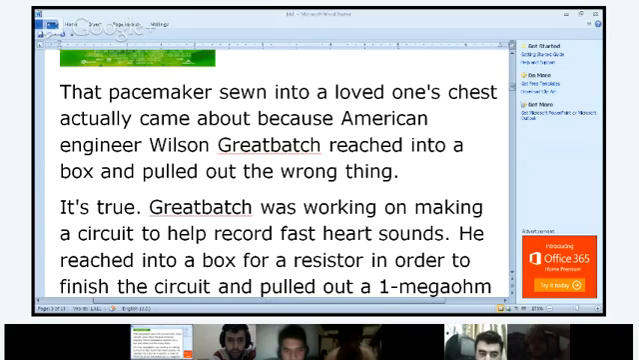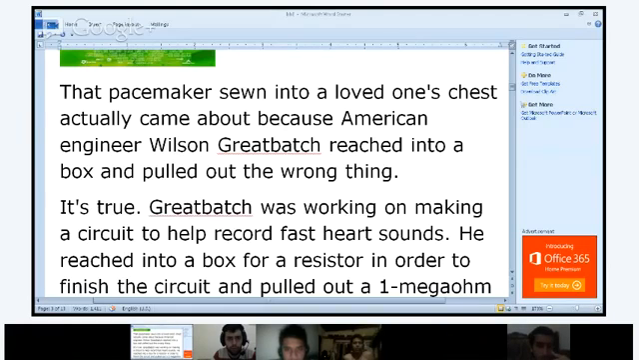Pacemaker. The pacemaker went into a loved one's chest. It actually came about because American engineer Wilson Greatbatch reached into a box and pulled out the wrong thing. Okay, good. Thank you.